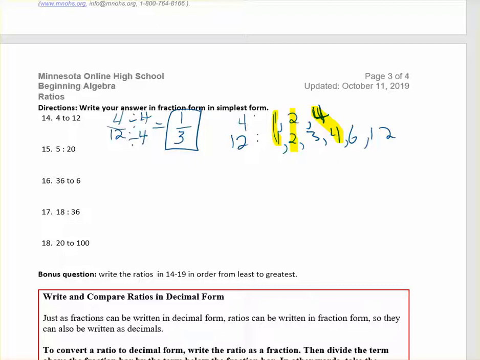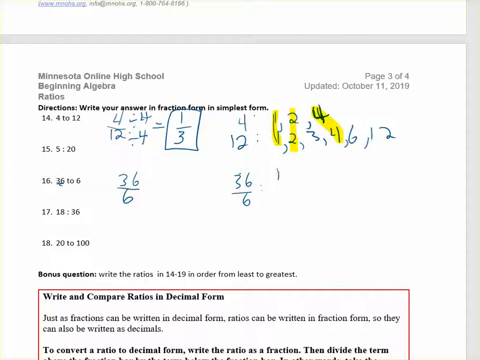Number 16 looks different because the first number is bigger, but you still write it in the same order that they give it to you. Always for ratios, the first number goes on top when you're writing as a fraction. So you would still write this with 36 on top, 36 to 6, and then we'll look for our common factors and hopefully find the highest one, the greatest one.